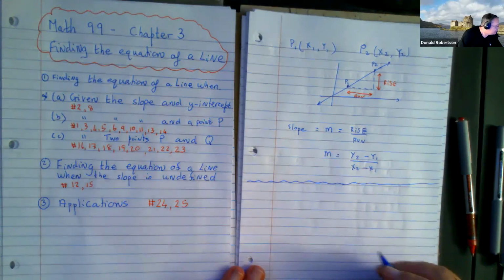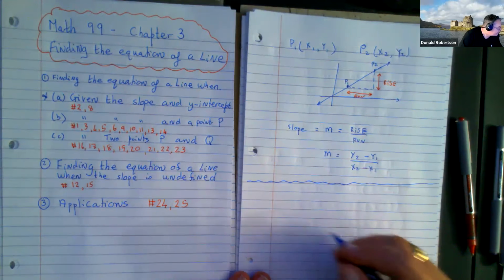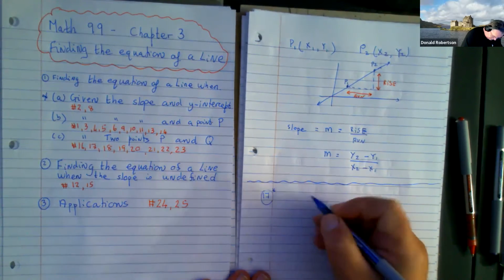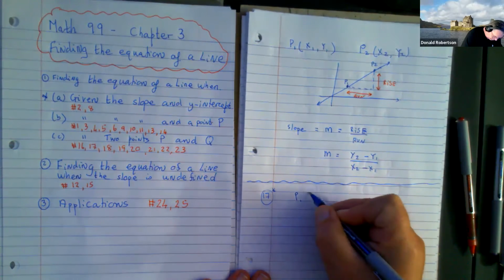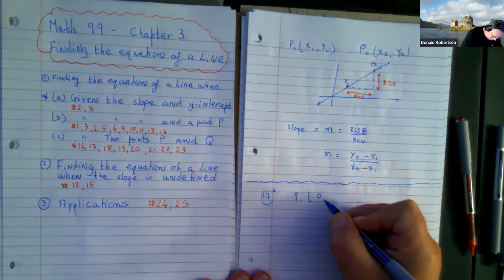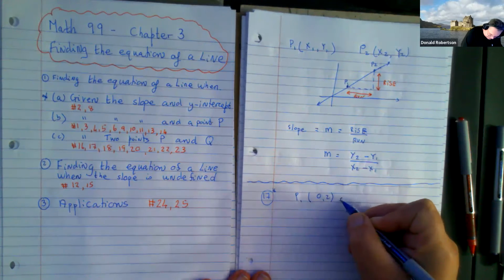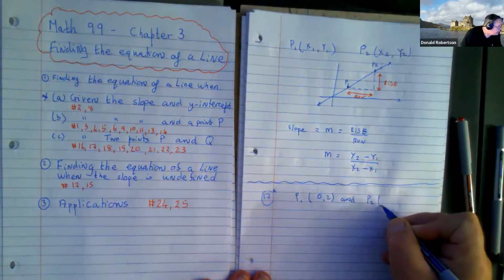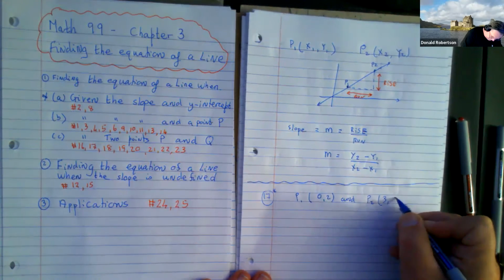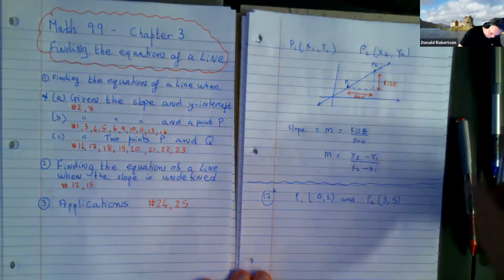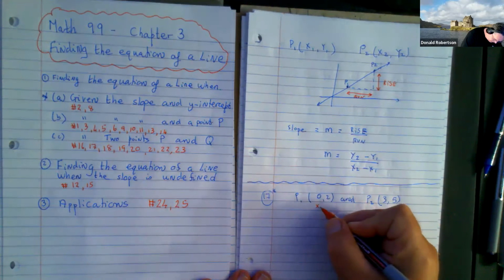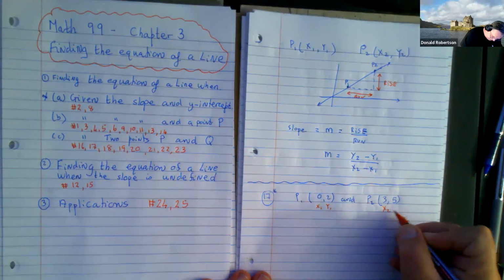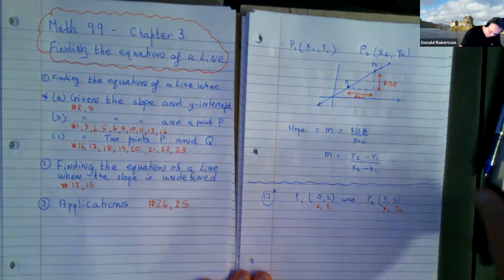Okay, so let's choose a version of the question. Let's choose 17. We want to find the equation of the line passing through the point 0, 2 and passing through the point 3, 5. So I'm going to call this guy x1, y1. I'm going to call this guy x2, y2.